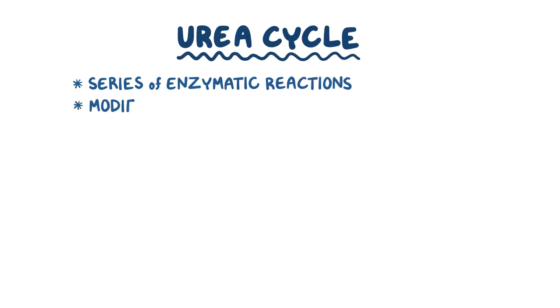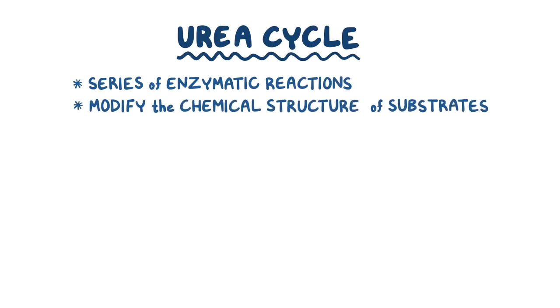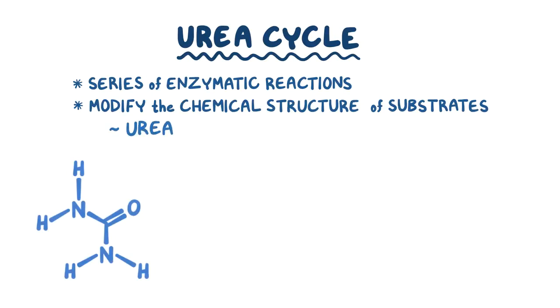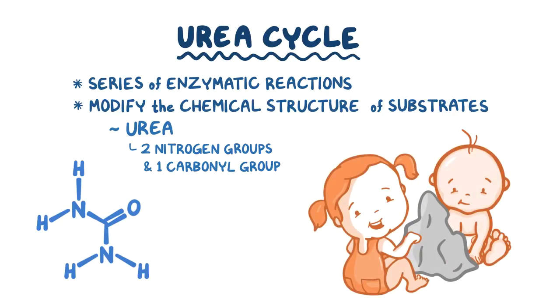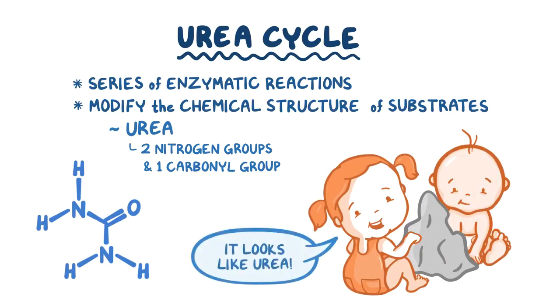Alright, now that we have ammonia in the liver, the urea cycle can begin. The urea cycle is made up of a series of enzymatic reactions that modify the chemical structure of substrates within it until it ultimately results in the molecule urea. Urea is made of two nitrogen groups and one carbonyl group. Think of the enzymes involved in the urea cycle as children playing around with clay, changing its shape until the clay looks like urea. And that sounds like fun.